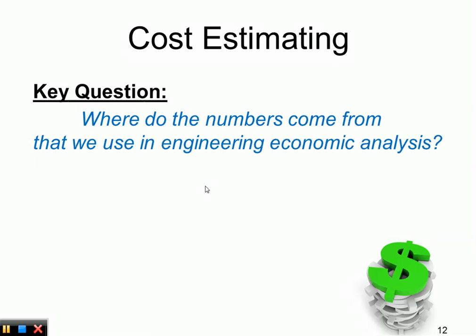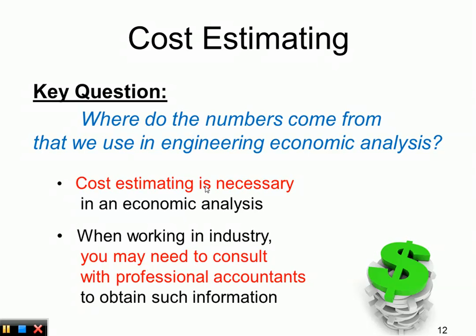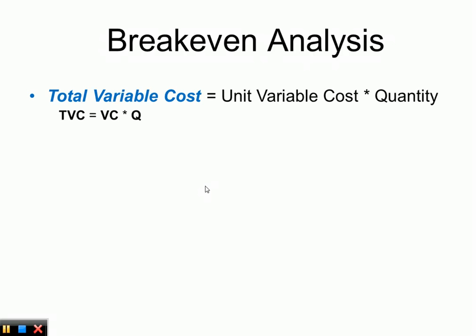So key question: where do the numbers come from that we use in engineering economic analysis? Cost estimating is necessary in an engineering economic analysis. When working in industry, you may need to consult with professional accountants to obtain such information. Now let's take a look at an important method that connects fixed and variable costs, and also helps you establish when you're profitable versus when you're not. And this method is called break-even analysis.